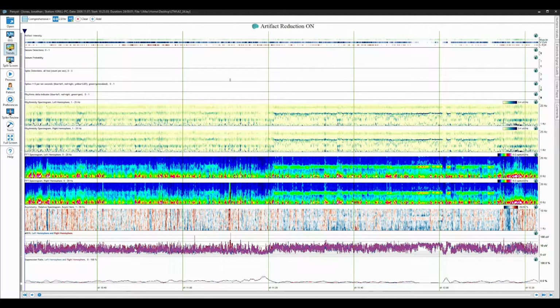Next is the familiar amplitude integrated EEG display. And finally, the suppression ratio. This is not a suppressed patient, so the ratio will hover around 0. So that is the set of trends on this panel.